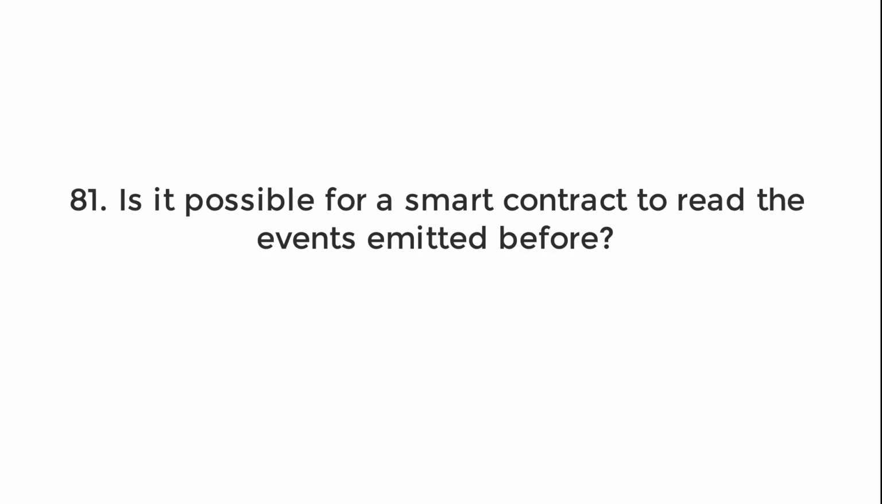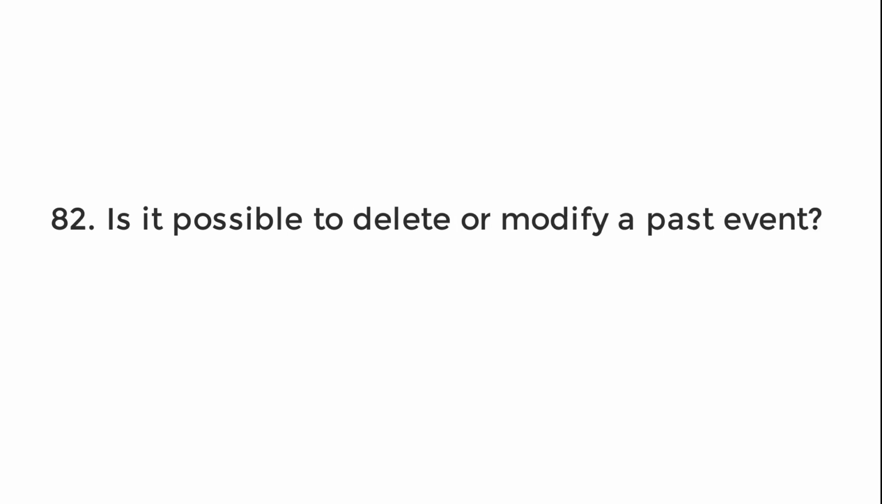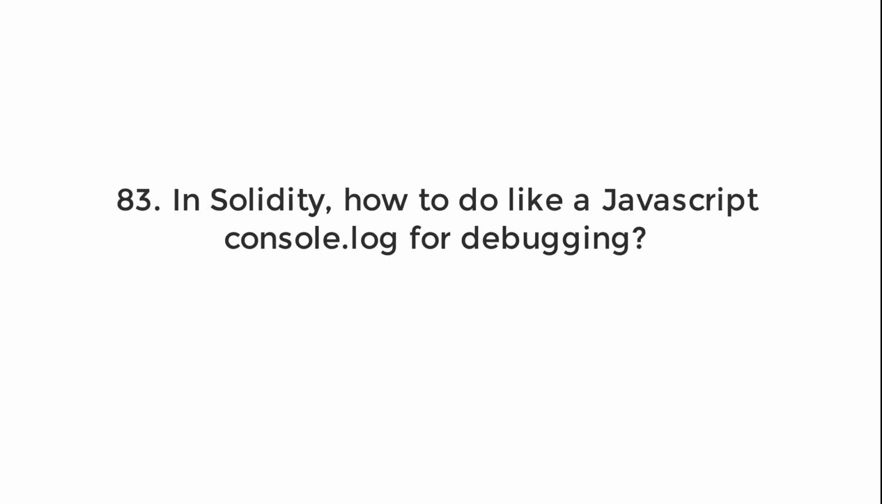Is it possible for a smart contract to read the events emitted before? No. Only external entities can query events. Is it possible to delete or modify a past event? No. Events are immutable.